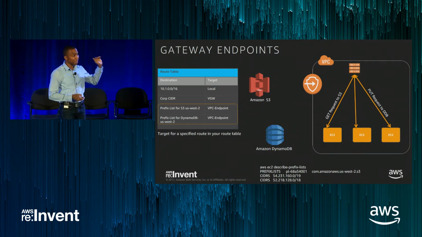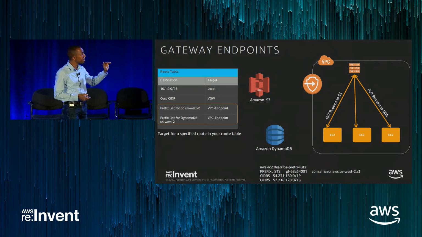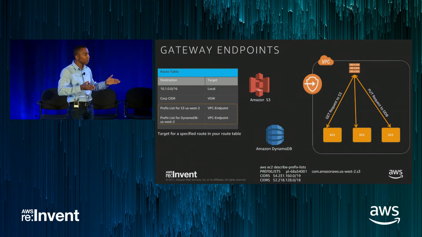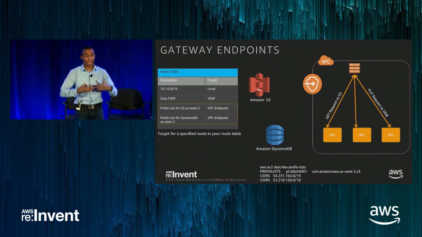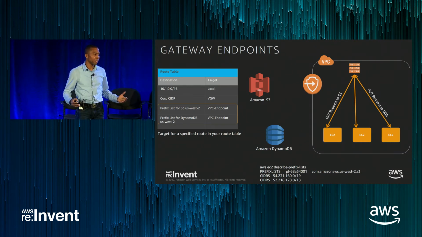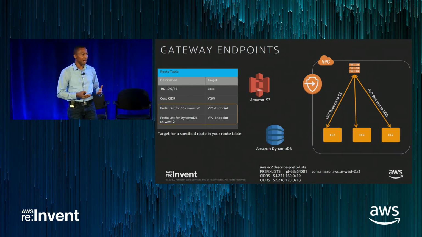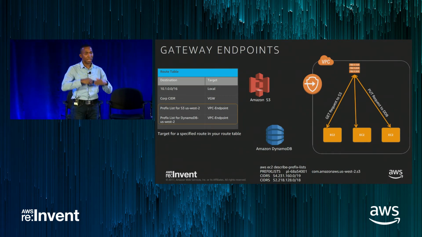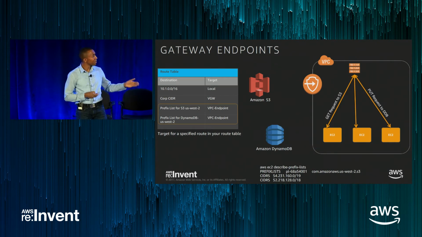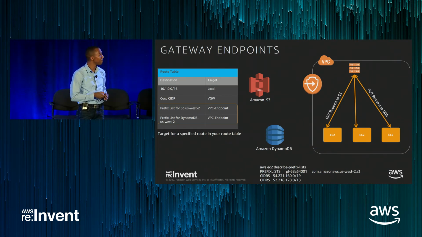That's a very specific route. The prefix list actually front ends the entire IP address space for the public service that you're trying to interact with. We did this specifically because that IP address space changes, and we don't want you to have the overhead of always checking to see what the IP address space is and changing the route within your route table. So we simplify that by creating the gateway endpoint for you and giving you access to a prefix list.